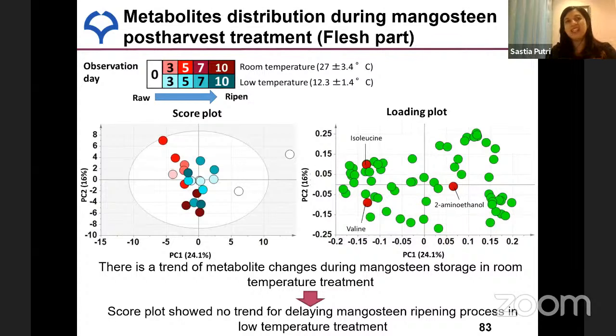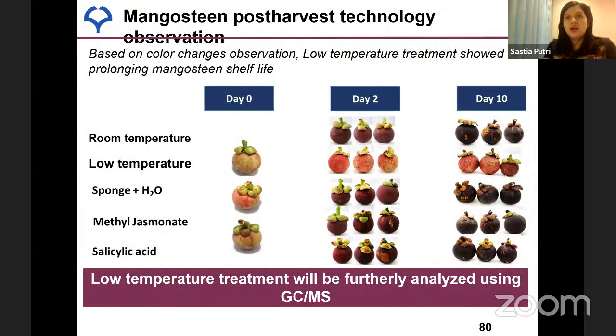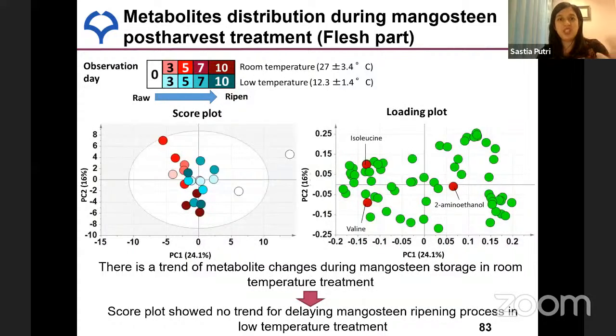But what's interesting is that was the data we took from the peel. But when we open the fruit and analyze the flesh, room temperature and low temperature do not have any significant difference. So we could see that low temperature is effective in delaying the ripening, as we can see very clearly in the peel part. But the change in the metabolite profile in the flesh part that we consume is actually not significant.